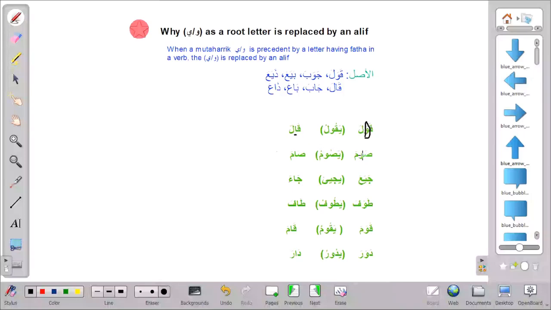Then here sawama, the same thing. The wow here is having fatha, kasra or dhamma, and it is preceded by a letter which has what? Fatha. So it will be turned to alif, then it will become sawma, not sawama. The same way here, jaya'a. The ya here is having what? Fatha. It is mutaharrik. Then it is preceded by a letter which has fatha. Then it will become ja'a instead of jaya'a. So ja'a means he came. But if I ask you what was the original verb, you tell me it is jaya'a. So that's the actual verb.